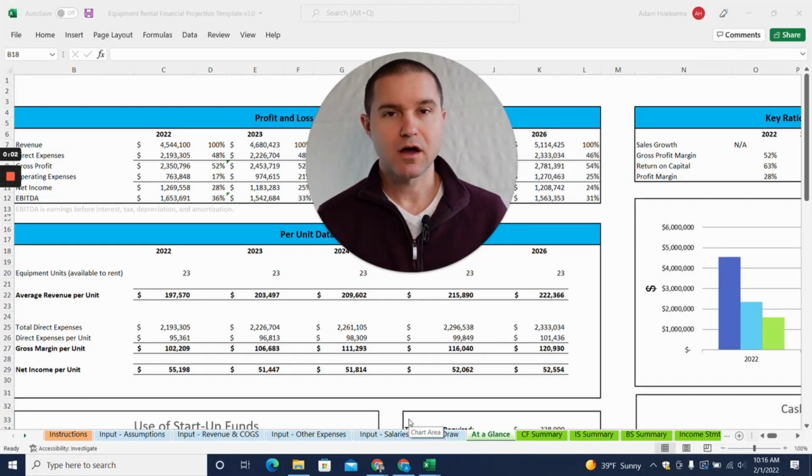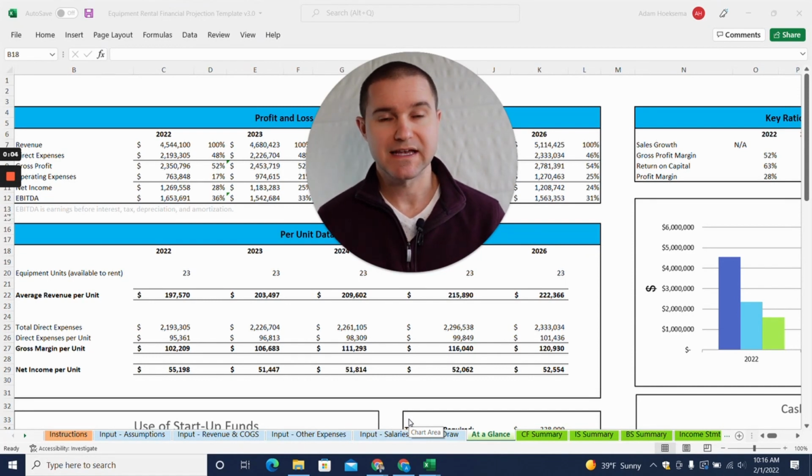Hi, if you're working on starting an equipment rental business and need to create a set of financial projections for raising a potential investment or maybe for a lender, then we have a template here built exactly for you.